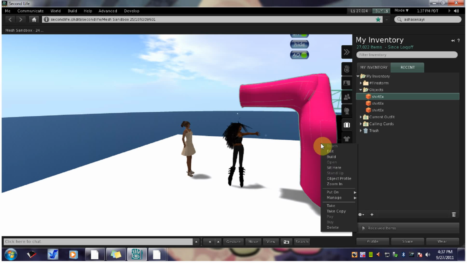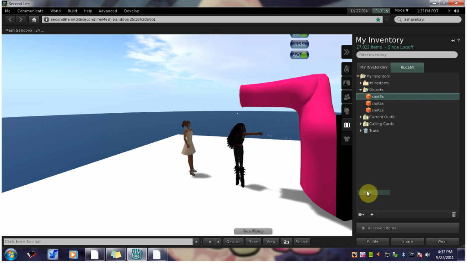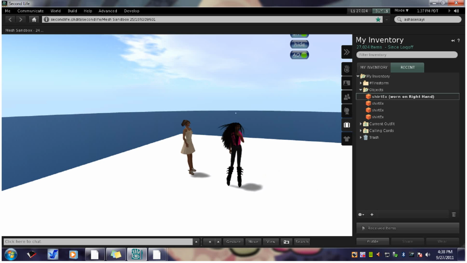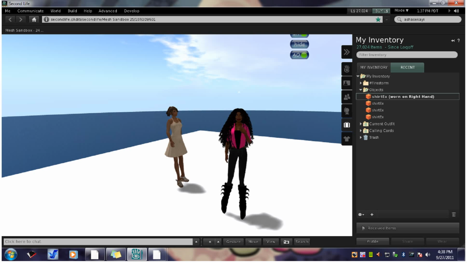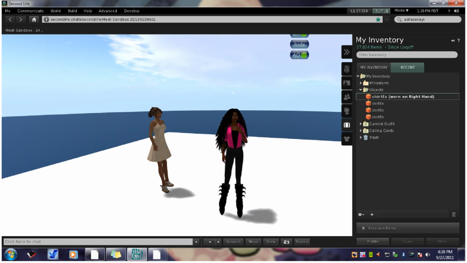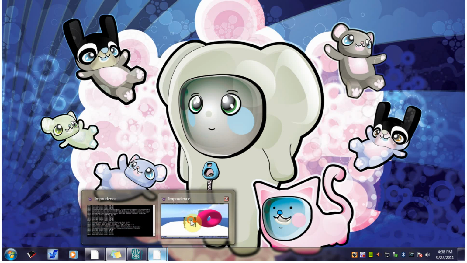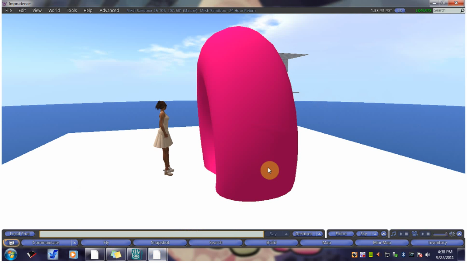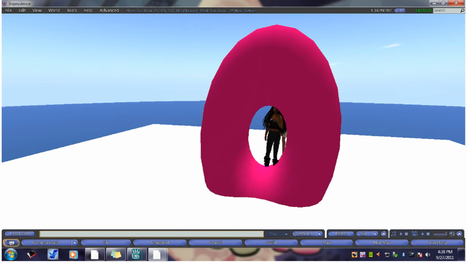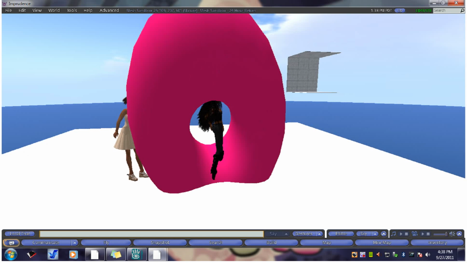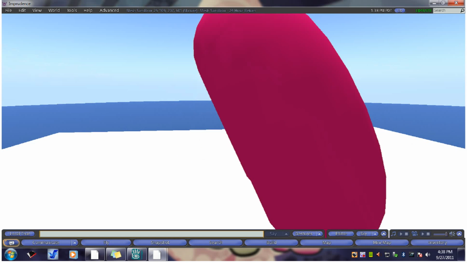Now let's wear the big one. As you see, the scale didn't matter. It fits just like the other shirt did. The scale was completely ignored. However, in the non-mesh viewer, the shirt torso here is still very large.